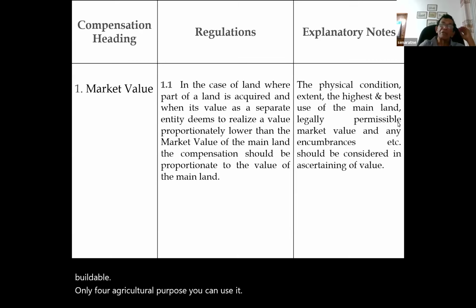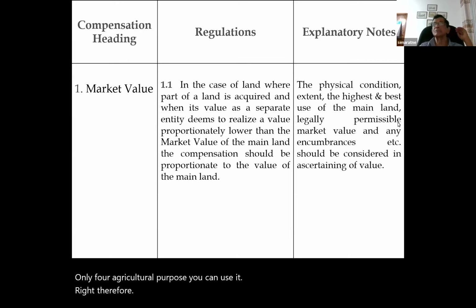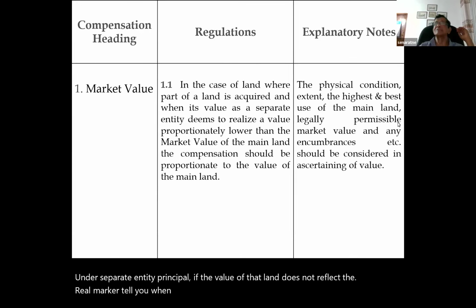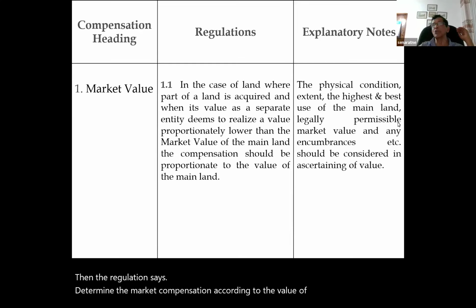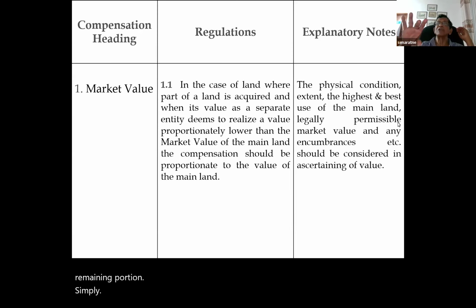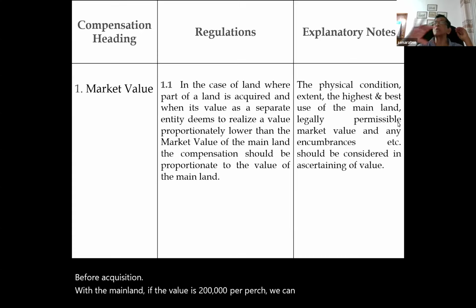Therefore, under this regulation 1.1, if a part of the land is acquired, then under the separate entity principle, if the value of that land does not reflect the real market value when taken as part of the mainland, then the regulation says determine the market compensation according to the value of the mainland, the remaining portion. Simply, before acquisition, if the value of that mainland is 200,000 per perch, we can adopt the same value for the strip acquired.